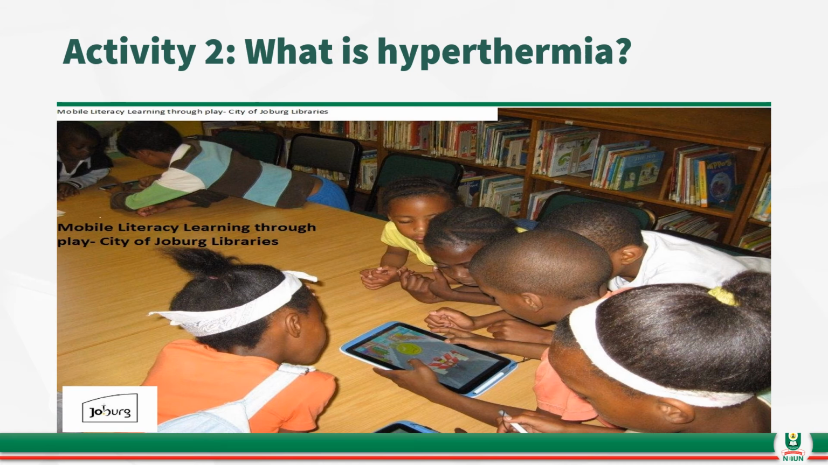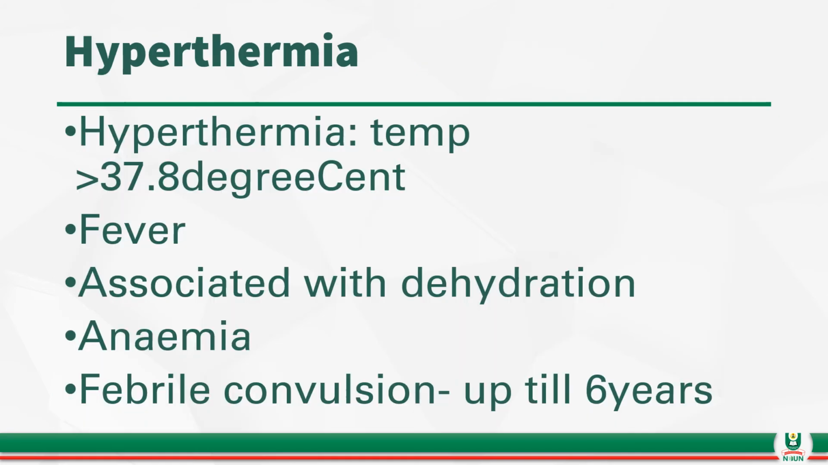So, what is actually hyperthermia, the rise in temperature of a child as a result of infections like malaria, pneumonia and other diarrheal diseases? Hyperthermia is a temperature that is more than 37.8 degrees centigrade. That's when we say a child is running a temperature, a temperature that is 37.8, some will say above 37.5, some 37.6. And that is when we say a child is having fever.